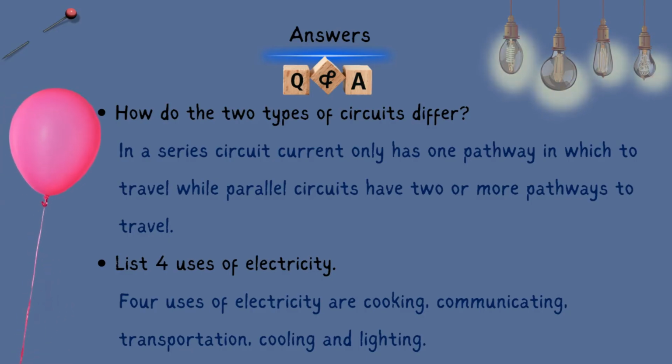In a series circuit, current only has one pathway in which to travel, while parallel circuits have 2 or more pathways to travel. 4 uses of electricity are cooking, communicating, transportation, cooling, and lighting.